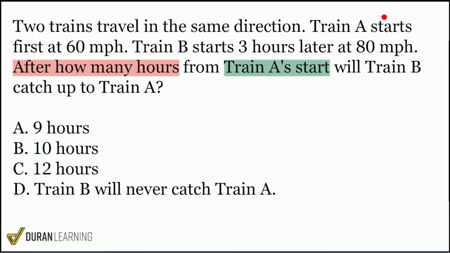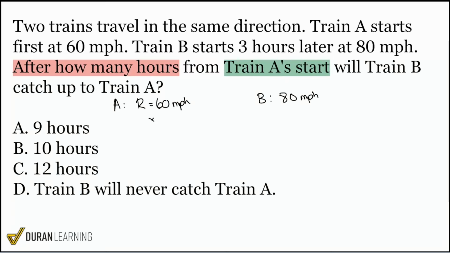We see that train A starts at 60 miles an hour. So we have train A, the rate equals 60 miles per hour. Then it says train B starts 3 hours later. So I'll go ahead and say train B, 80 miles per hour for that rate. But I also see that train B started 3 hours later. Everybody, if train B starts 3 hours later, let's think about it. Train B starts 3 hours later.